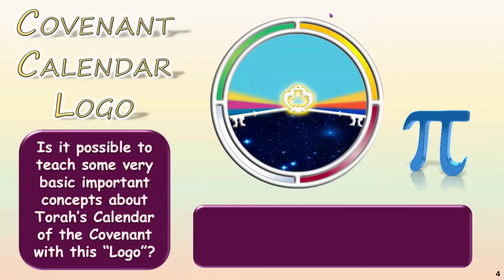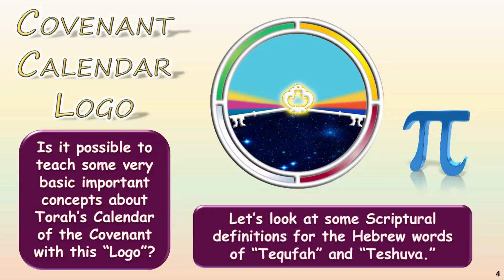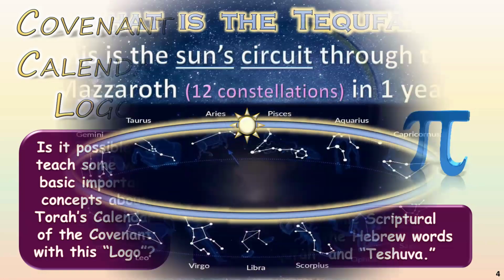The covenant calendar logo looks like this. And we're just wondering, is it possible to teach some very basic important concepts about Torah's calendar of the covenant with this logo? Well, let's look at some scriptural definitions for the Hebrew words Tequfah and teshuva. We'll do them in that order. And what does that have to do with pi?